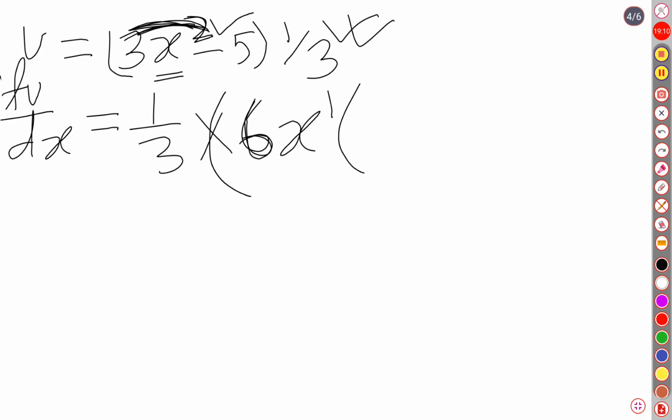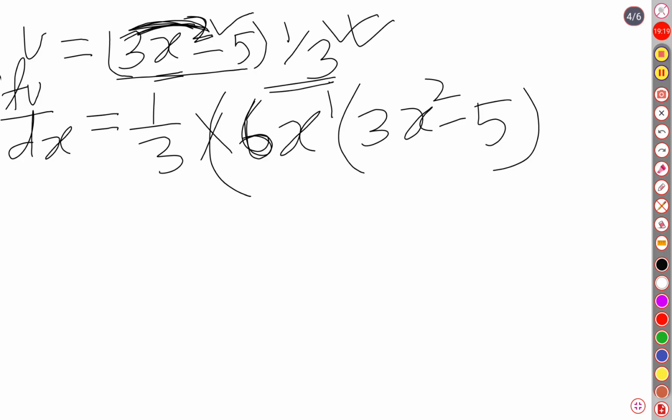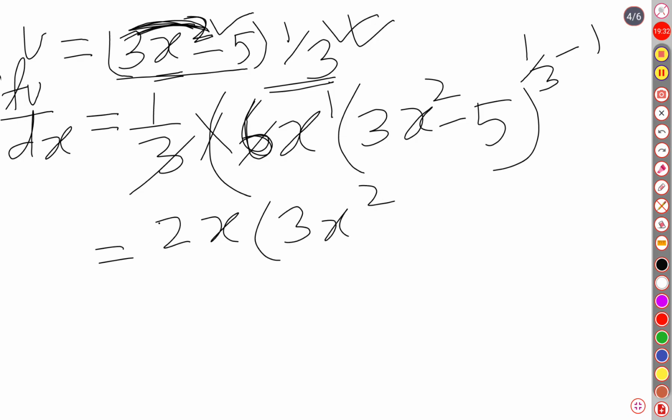Let's talk about the inner function. Then inner function will remain unchanged. Then what about the exponent? Exponent of the function is always reduced by 1. If we subtract 1 from 1/3, what is it going to be? So 3 2s are 6. So it is 2x, then thrice x square minus 5. If we subtract, it is going to be 2 over 3.